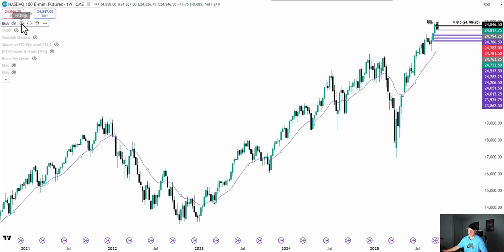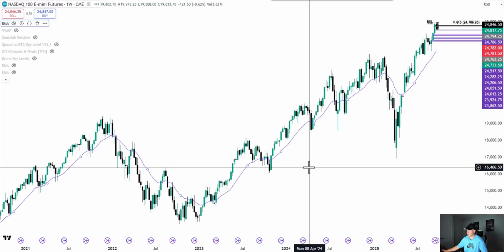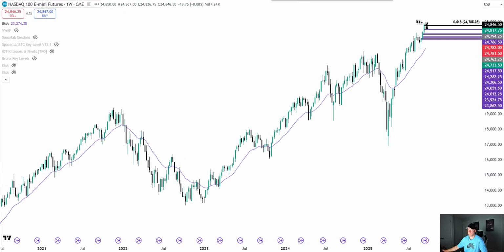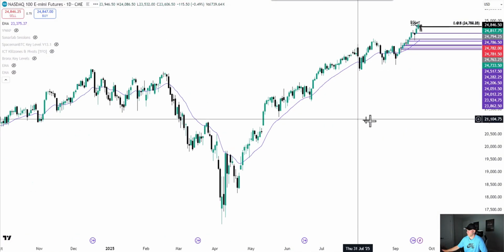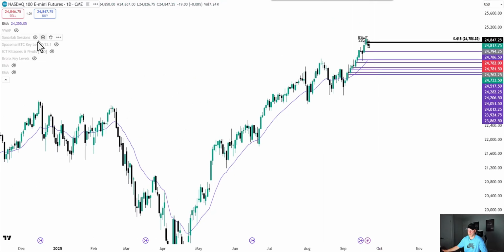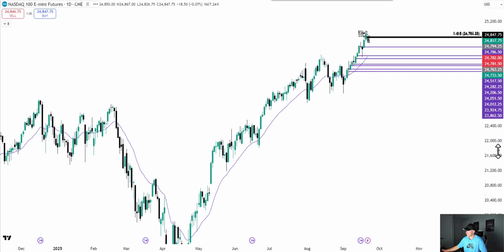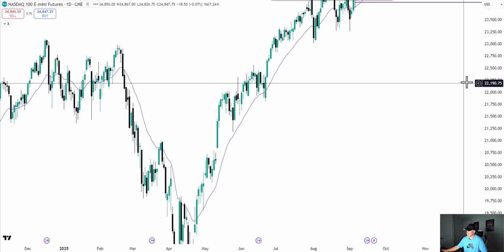If you look on the daily, it literally hugs the entire range. I use the 21, you use the 20? I use the 21. It's the same. It's just preference at that point, simple versus exponential. It doesn't really matter that much. That's beautiful, actually. On any chart, it can't fly away from the 20 moving average.